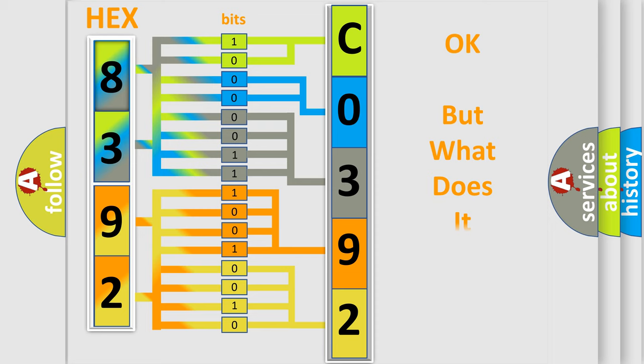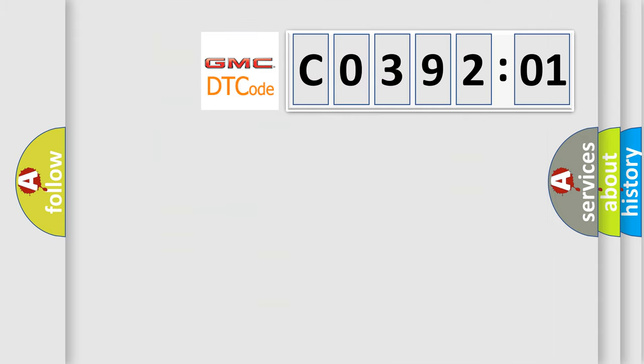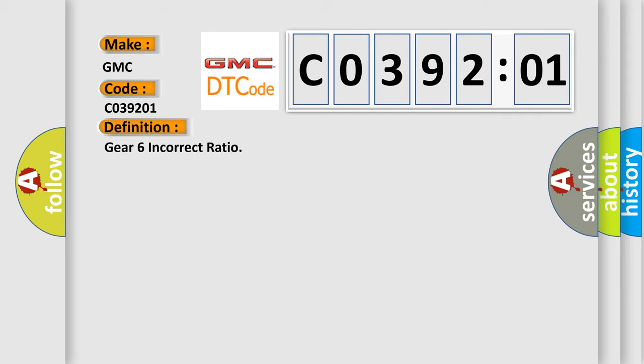The number itself does not make sense to us if we cannot assign information about what it actually expresses. So, what does the diagnostic trouble code C0392-01 interpret specifically for GMC car manufacturers? The basic definition is gear 6 incorrect ratio. And now this is a short description of this DTC code. The monitor will run whenever this DTC is not present.